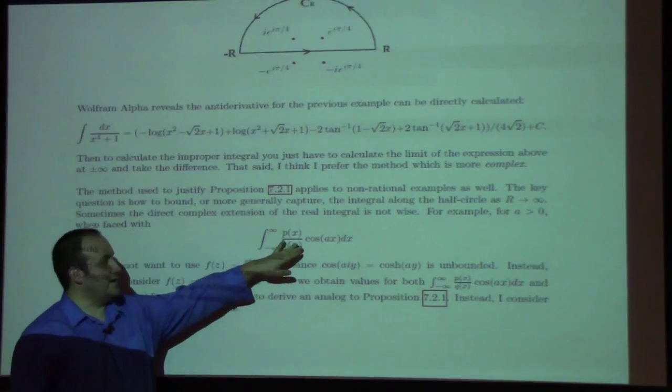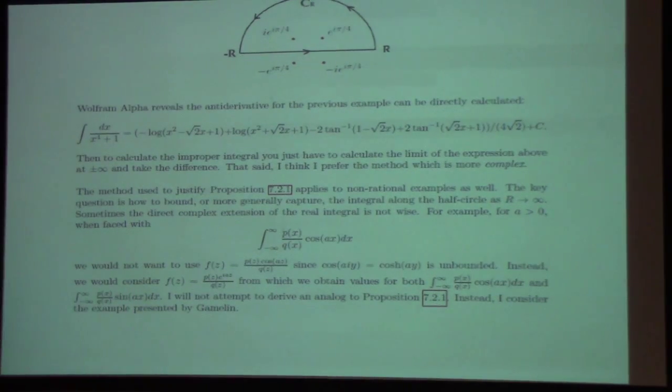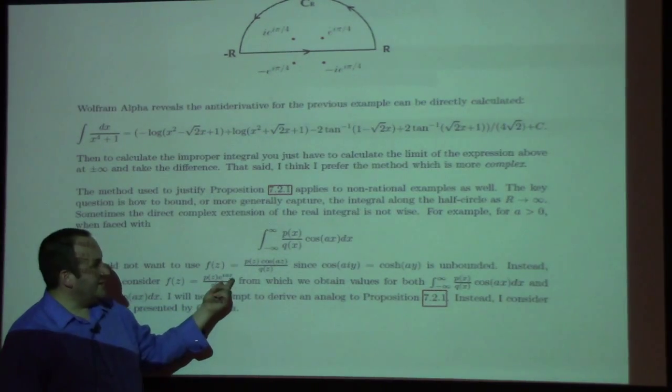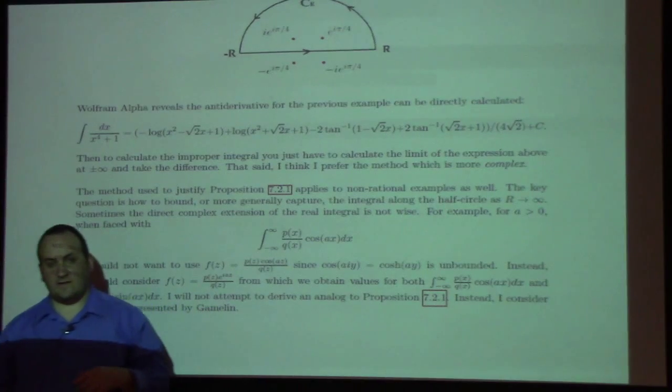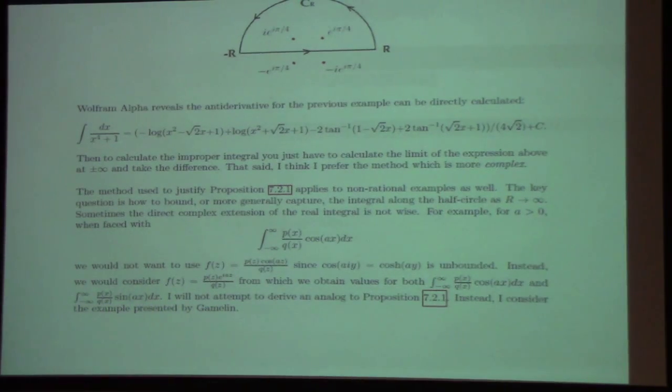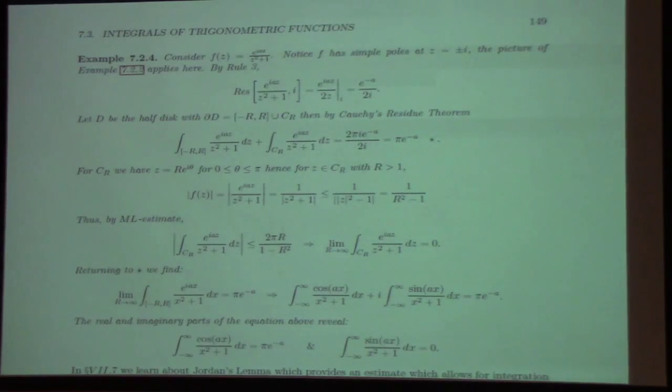Instead of looking at cosine directly, you look at the exponential, because the exponential e to the iaz picks up cosine ax and sine ax on the real line, and the exponential is bounded.